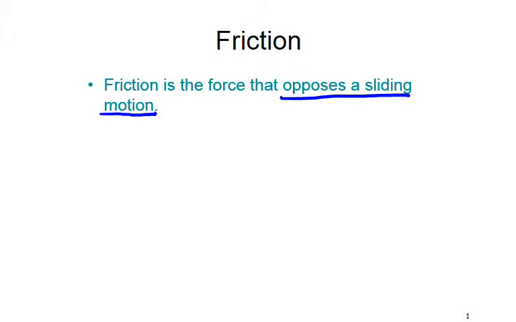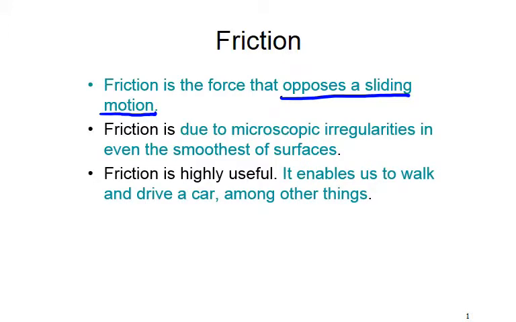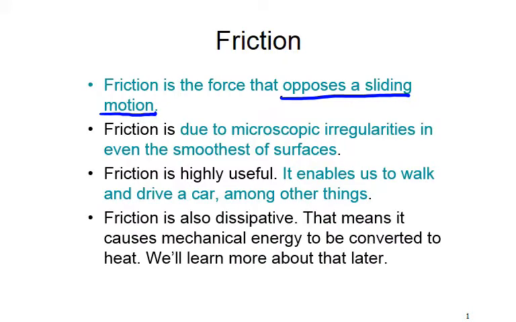So anything that's moving is going to have some sort of friction, and that friction is going to oppose its motion. And it has to do with the irregularities, even in smooth surfaces, that are holding it back. And friction is highly useful. We can walk, we can drive, we can sit in our chairs. We can do a lot of things that we otherwise couldn't do without friction. And it also dissipates energy, and we're going to look at that as we get into the energy section, but it takes away from energy in the system.